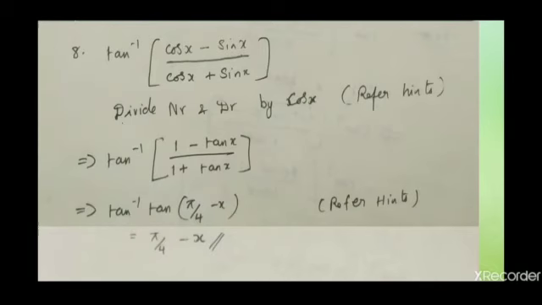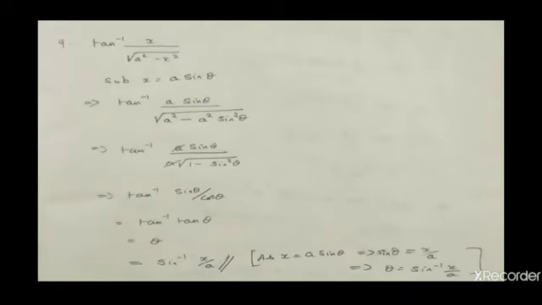So now you have tan inverse. So divide numerator and denominator by cos x. So you get tan inverse of 1 minus tan x by 1 plus tan x, which is the formula tan of pi by 4 minus x. Again tan inverse tan gets cancelled. The answer is pi by 4 minus x.